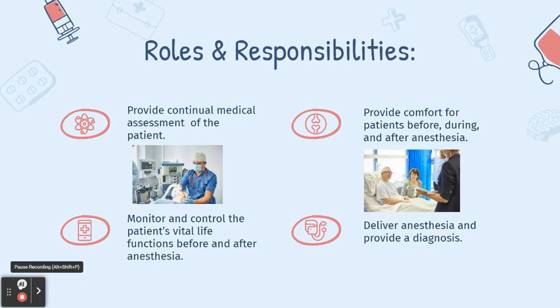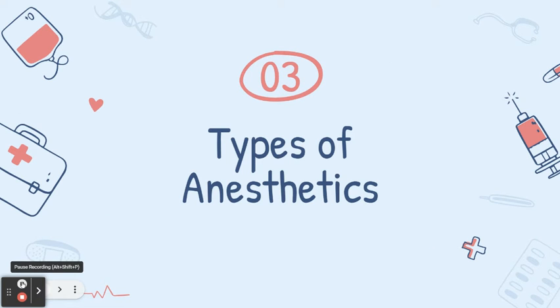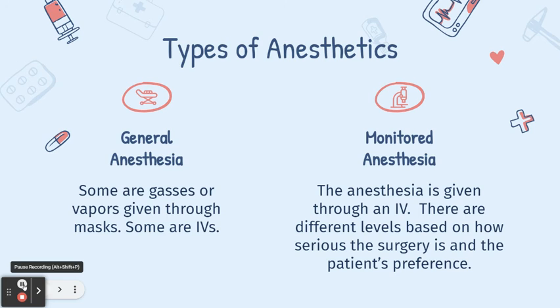There are 4 types of anesthesia: general anesthesia, monitored anesthesia, also known as IV sedation, regional anesthesia, and local anesthesia, which we will talk about more later in the video. Now we will talk about types of anesthetics. There are 4 types of anesthesia: general, monitored, regional, and local anesthesia.